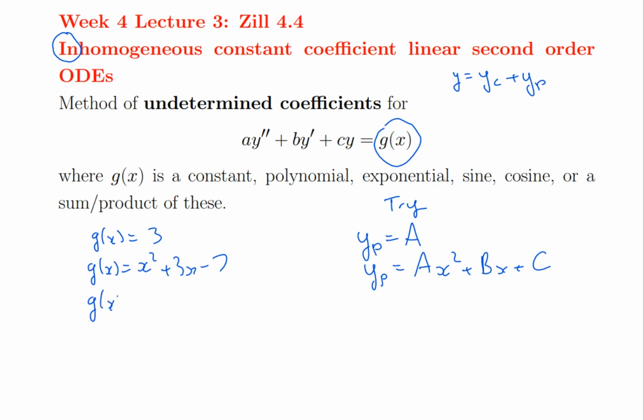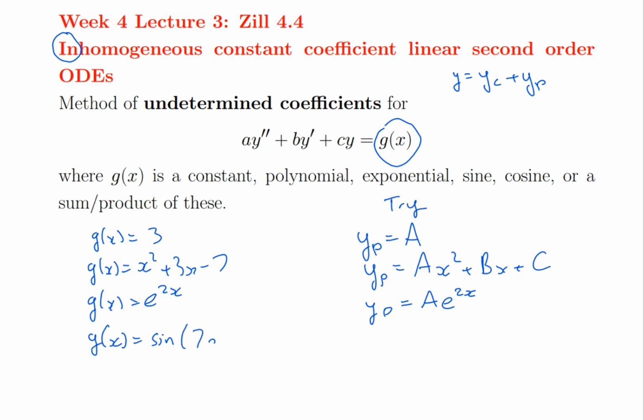If g of x is an exponential, say e to the 2x, you'd try yp equals some constant times e to the 2x. And you can see why it works. The derivatives of e to the 2x are always of the form a constant times e to the 2x. Every term will be proportional to e to the 2x. There's just one case which is a little bit different.